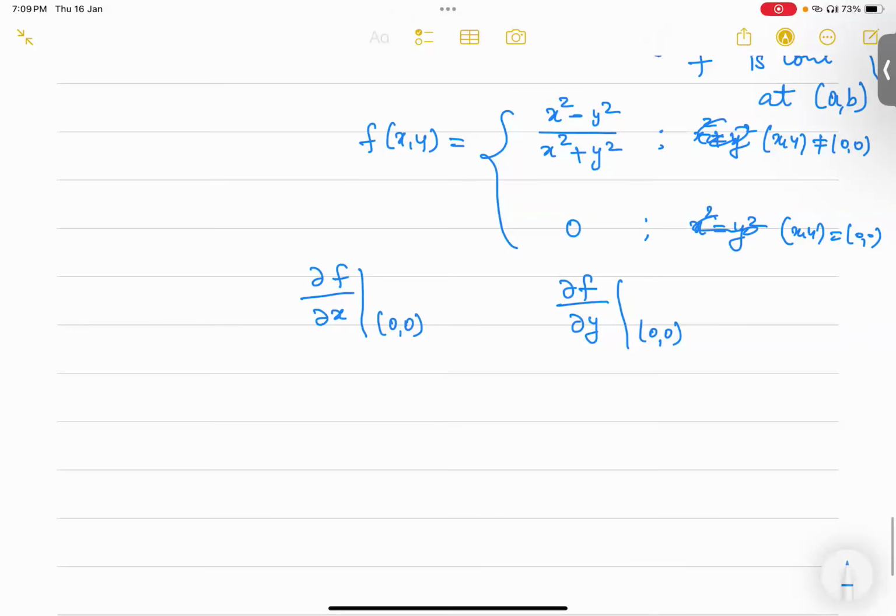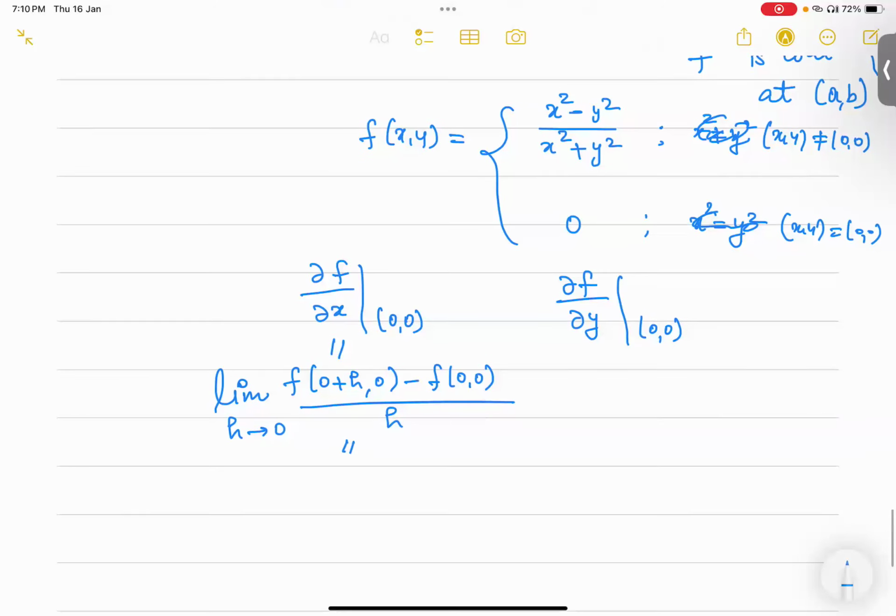So in the first part, what we are saying, calculate this limit as h tends to 0, f(0 plus h, 0) minus f(0, 0) upon h. Right? So this will be equals to f(0 plus h, 0), so this will be h square minus 0 upon h square plus 0 minus 0 upon h. Right? Okay. So in this case, the limit, the derivative does not exist.